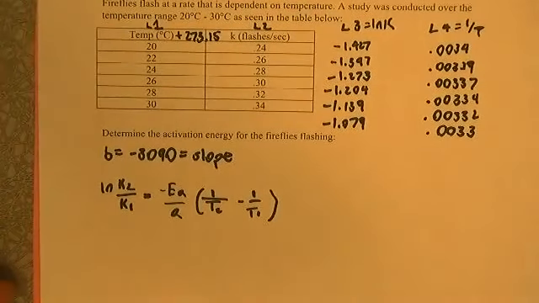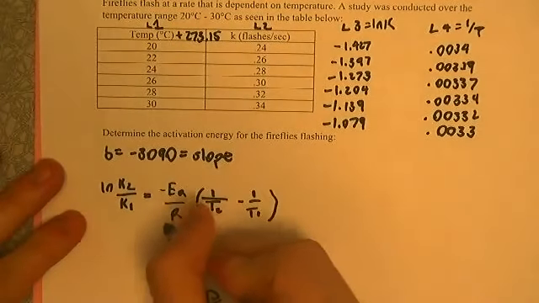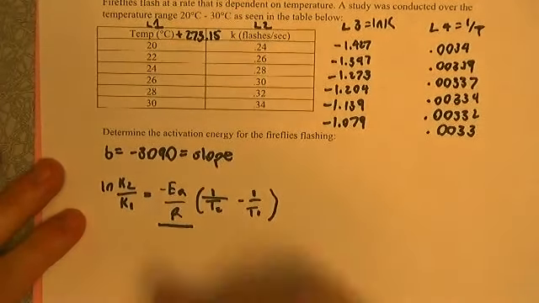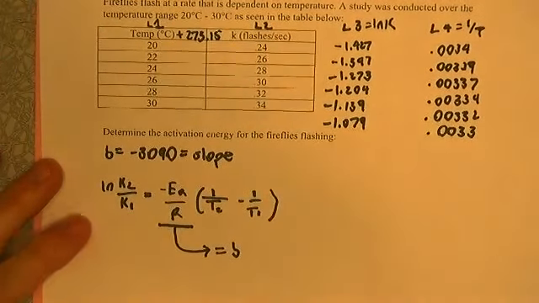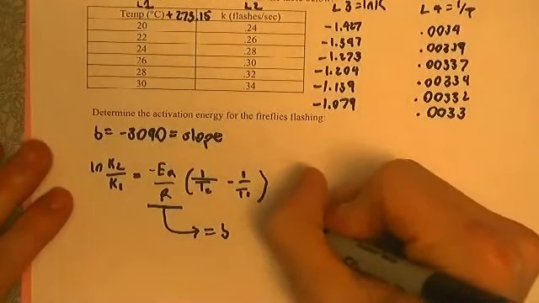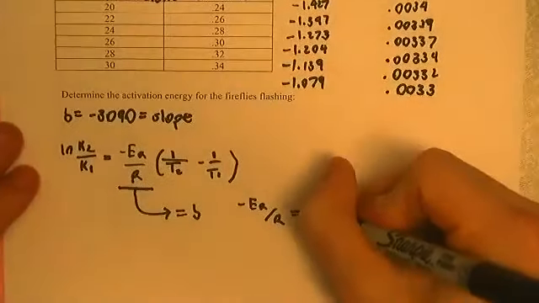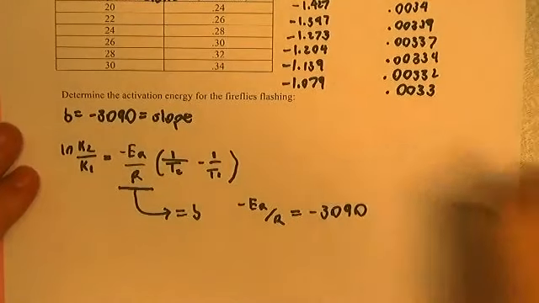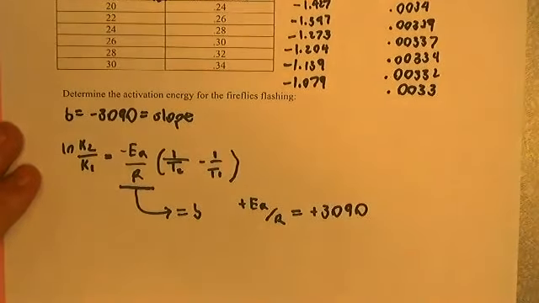So I'm looking at this. I need to find out which of these values equals my slope. And in this case, negative EA over R is equal to B. So let's set those two equal. Negative EA over R is equal to negative 3090. What I should notice right away is these negatives would cancel. Those become positive.